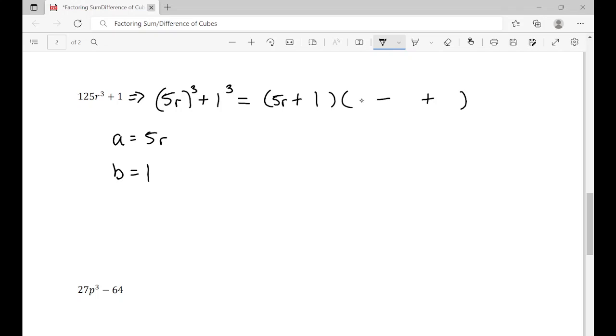And now what goes here is a squared, so 5r squared, which will be 25r squared. Next is a times b, which is just 5r. And then back here is b squared, which is just 1. And there's your factored form for this binomial.